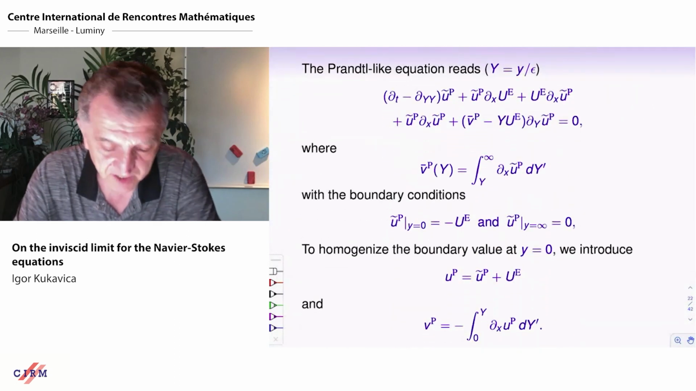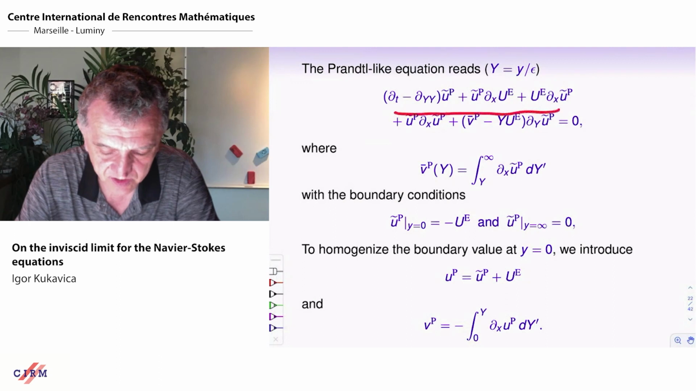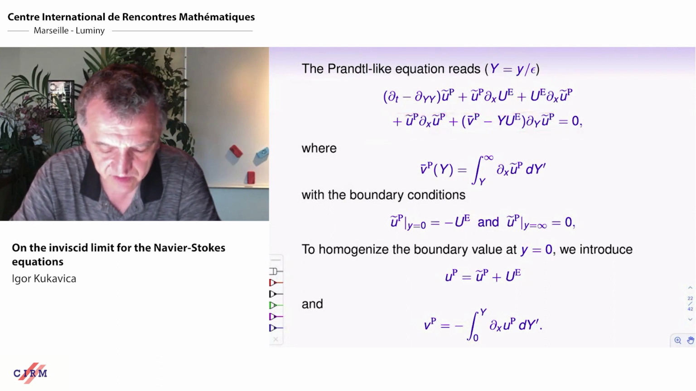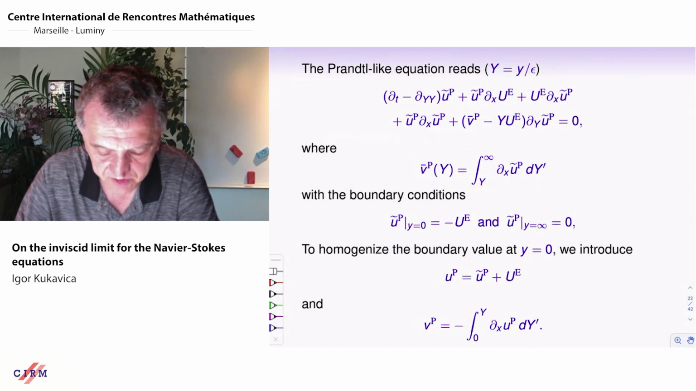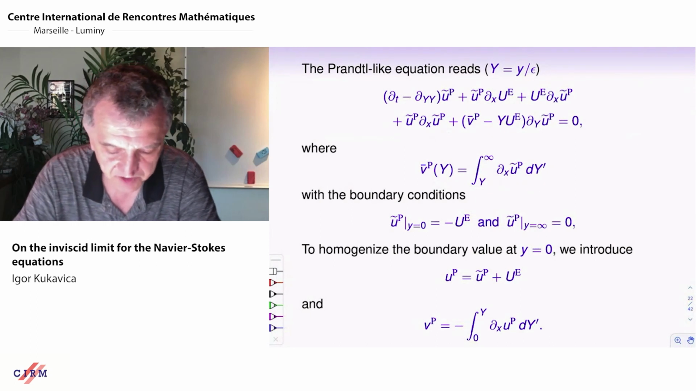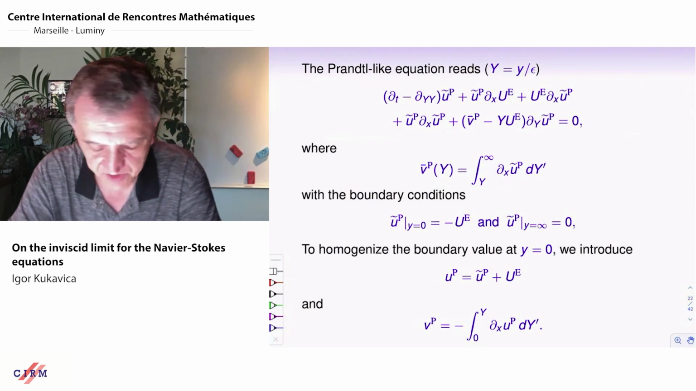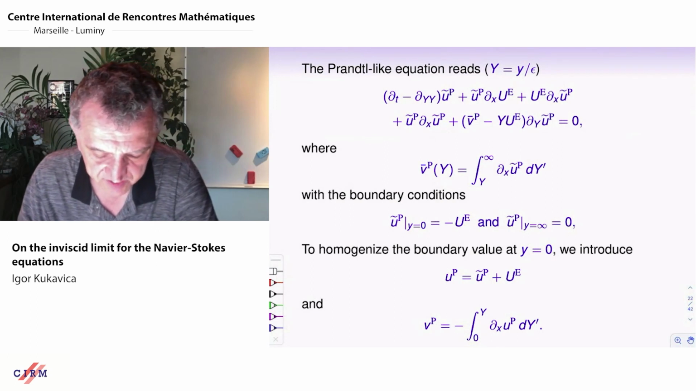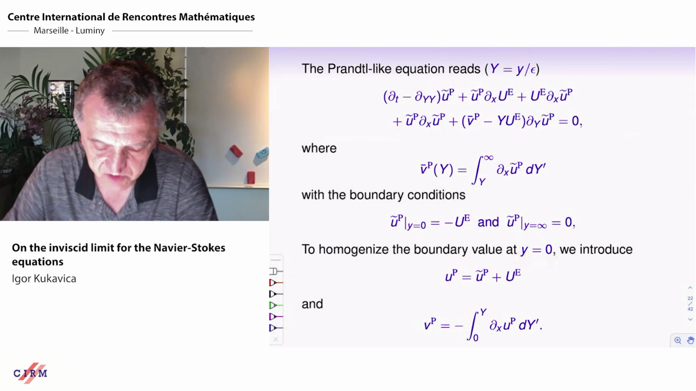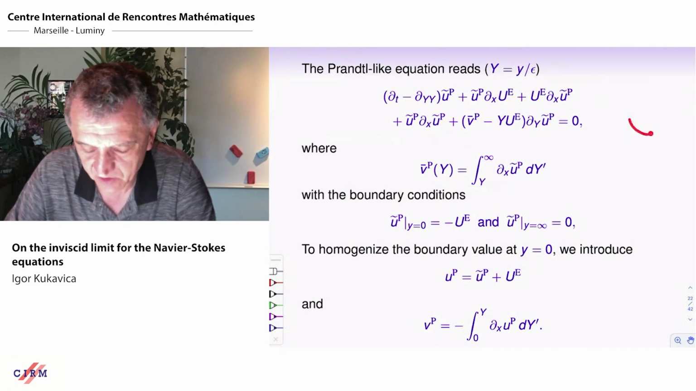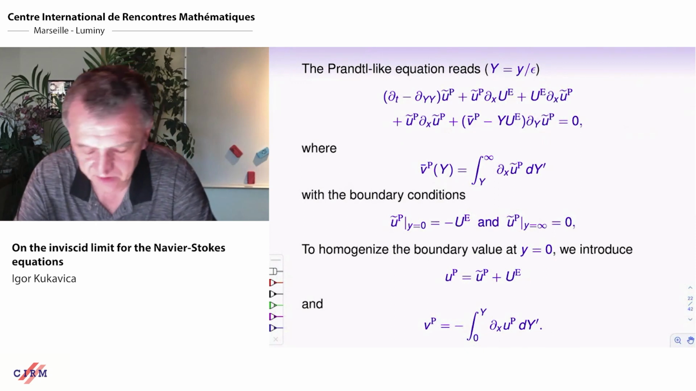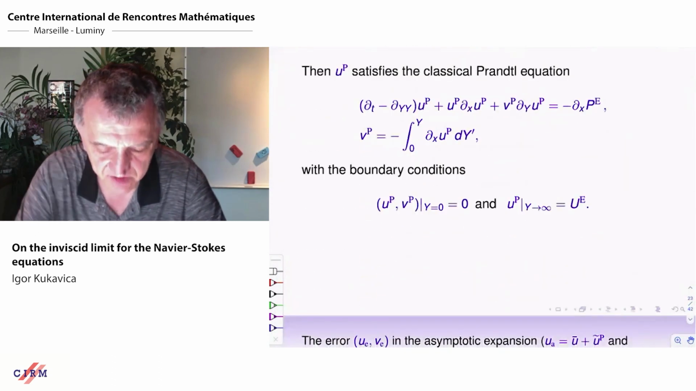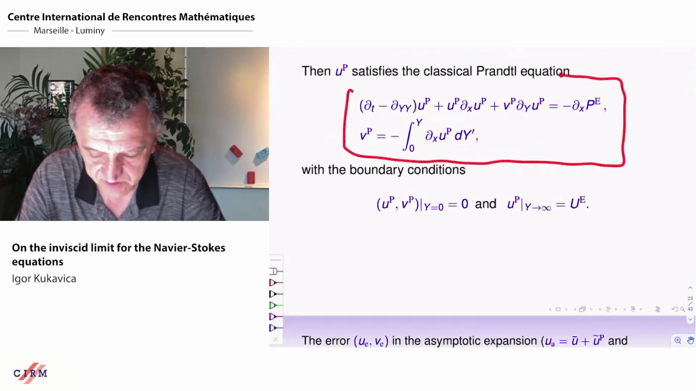So the Prandtl equation for the corrector looks like this. And the second component is computed as an integral from infinity to y of the dx of up. And it is convenient to homogenize the boundary condition at y equals 0, because the way it's set up, it has a 0 value at infinity, but non-zero at 0. So to actually use the existence theory, we homogenize by this change of variable. And we obtain the classical Prandtl equation, which looks like this.